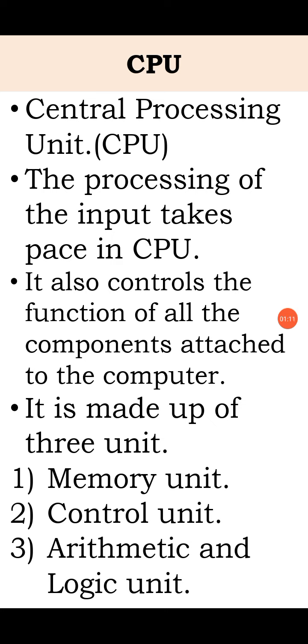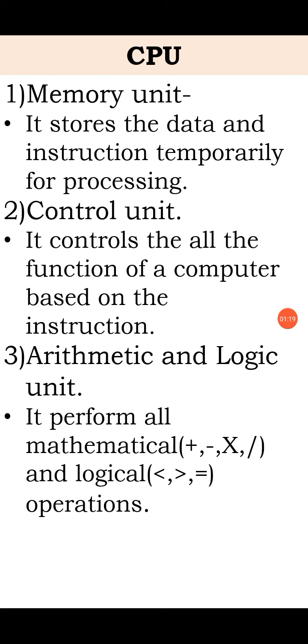It is made up of three units, that is memory unit, control unit and arithmetic and logic unit. Let's see first memory unit. It stores the data and instruction temporarily for processing. What does memory do? It stores the data and instruction which are required for the processing of data.